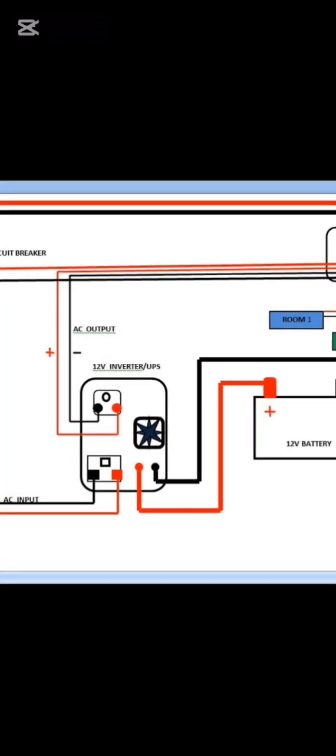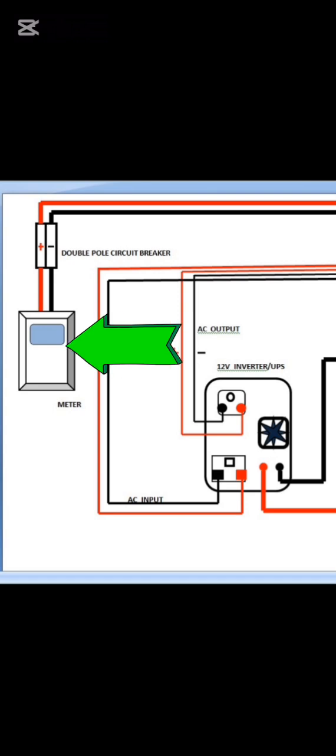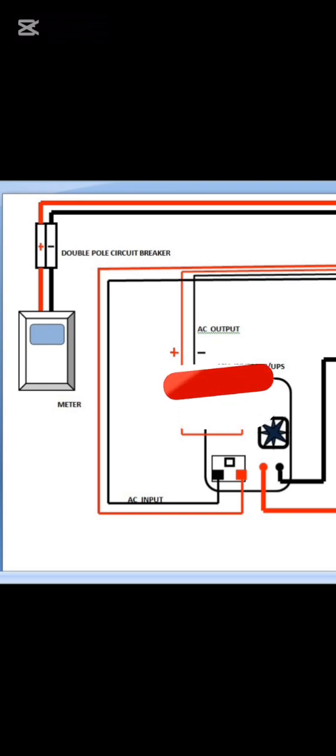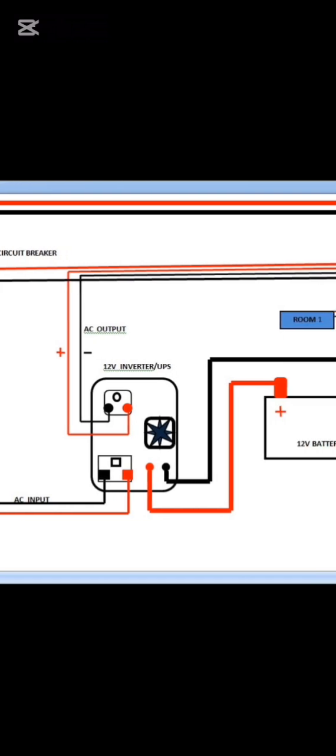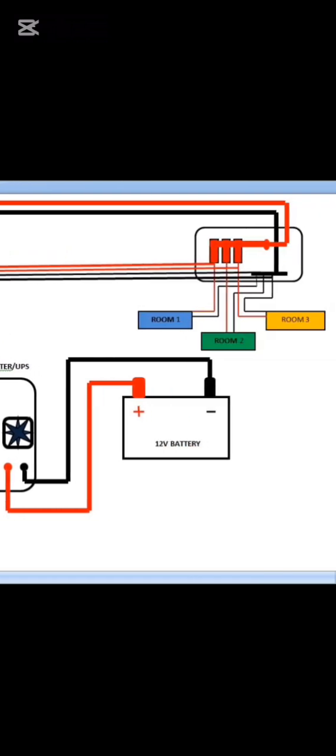So as you can see in this diagram, this is the meter. The meter is the external source of power supply in that building. Then a circuit breaker, a double pole circuit breaker, is connected from the meter as a safety device. It goes to the consumer unit, or the bus bar consumer unit.